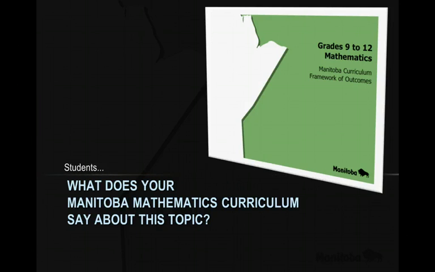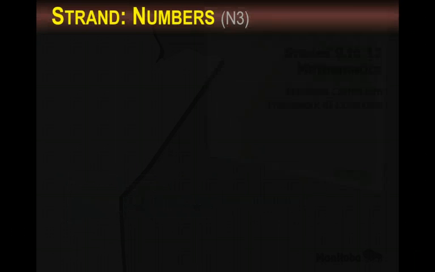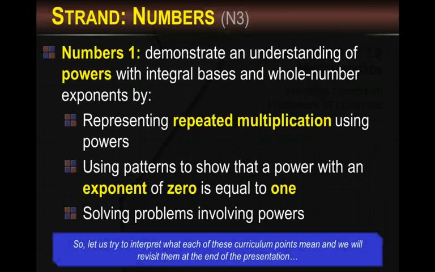Okay, so first of all, let's take a look at what specifically every grade 9 student in the province of Manitoba is supposed to learn in just this section. So you need to understand powers with an integral base and a whole number exponent by representing repeated multiplication using powers. Show patterns to show that a power with an exponent of 0 is equal to 1. Let me just speak to that point for 1 second. We will not be doing this today, so that's not something you're going to need to worry about today. And then solve problems involving powers. So the reason why I mention this is you had already seen this in the last unit.